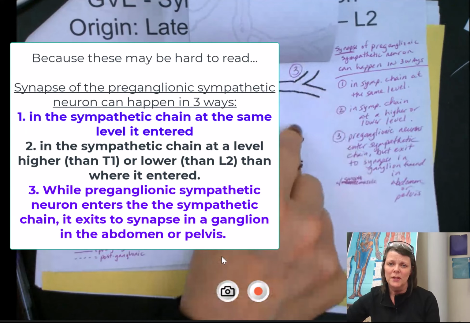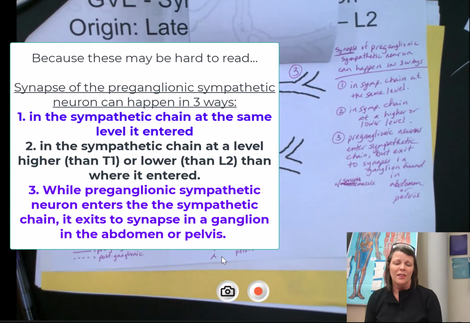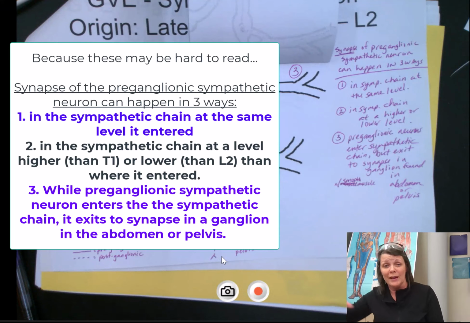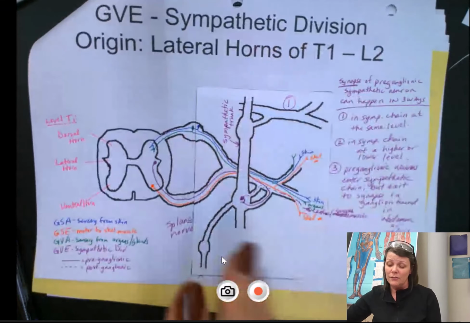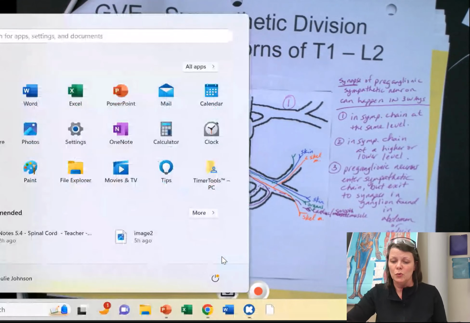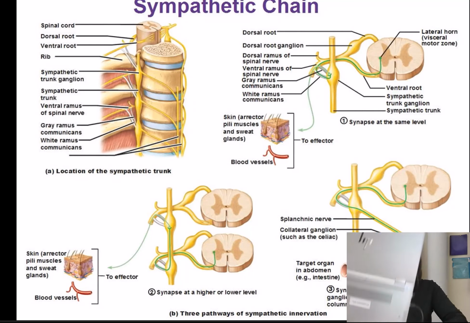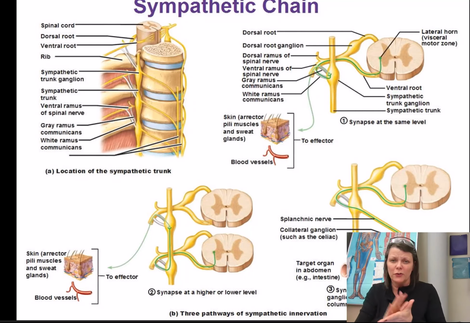Because of these 3 different options, this is how we get sympathetic function to the entirety of our body. Even though they only originate T1 to L2, it is because of the sympathetic chain and these crazy splanchnics that we're allowed to get the whole body to respond to a stressful situation. Okay? If you flip back then to page 27, page 27 shows you the different levels now.